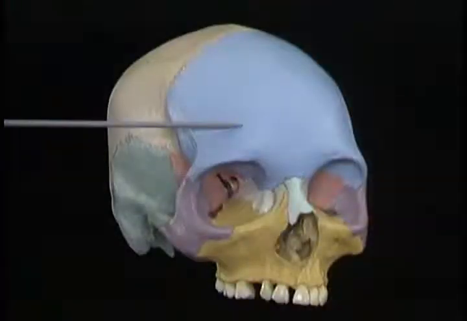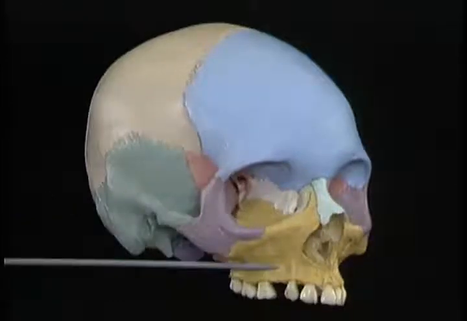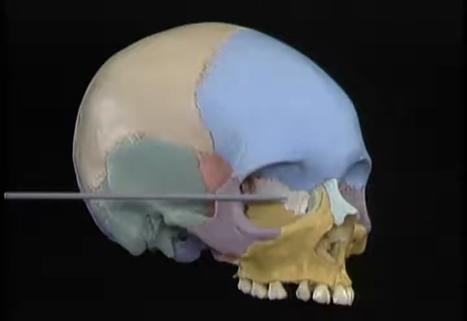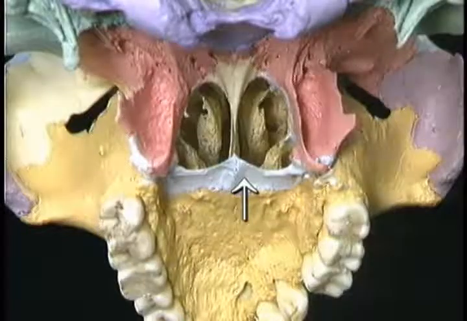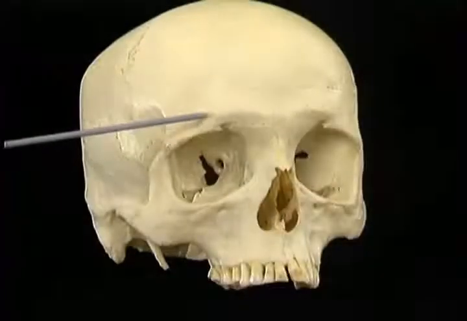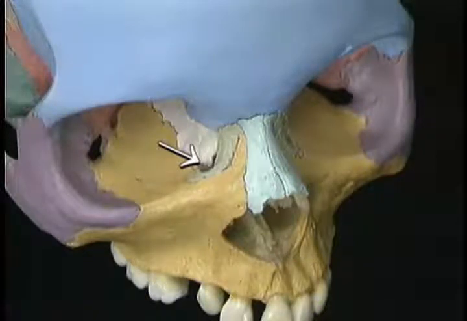Let's review what we've seen of the anatomy of the facial bones and the base of the cranium. Here's the frontal bone, the zygomatic bone, the maxilla, the sphenoid bone, and the ethmoid bone. Here's the nasal bone, the lacrimal bone, and the palatine bone. Here's the orbital cavity, the orbital margin, and the opening for the nasolacrimal duct.